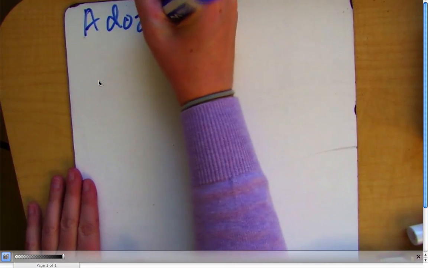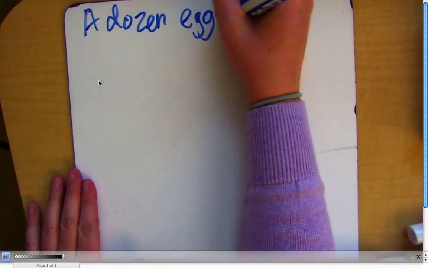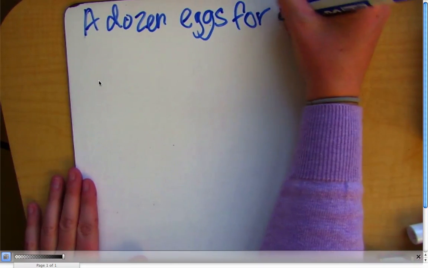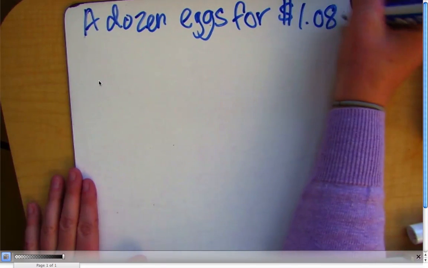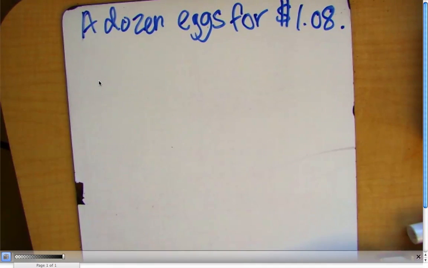So you have a dozen eggs for $1.08. So we want the unit cost. Go ahead and pause it and figure out the unit cost.